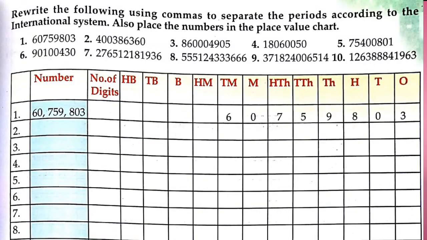You see, write the following numbers using commas to separate the periods according to the international system, and also place the numbers in the place value chart. We have to put commas according to the international system. In the international system, as we just read, the first period has 3 numbers, the second period also 3 columns, and the third period also 3 columns.